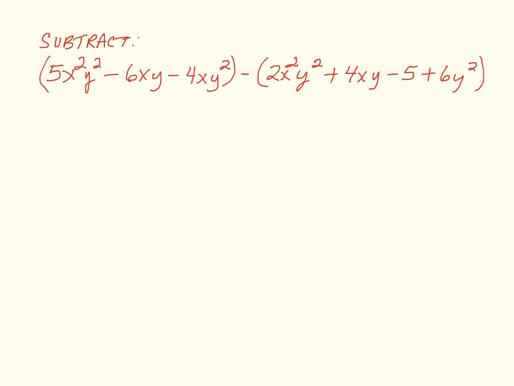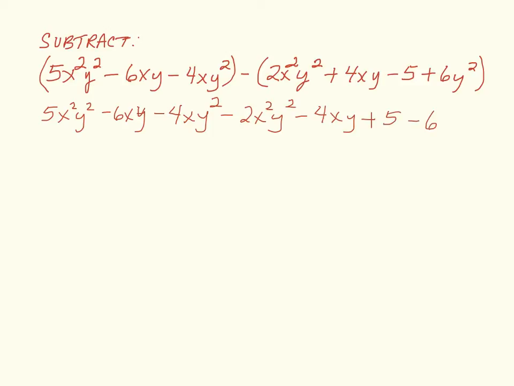Now let's subtract. Remember, you want to change the sign of everything in the second polynomial. So 5x squared y squared minus 6xy minus 4xy squared, minus 2x squared y squared minus 4xy plus 5 minus 6y squared. That should be the first thing you do. Change the signs, then go back and combine. So what do we have?